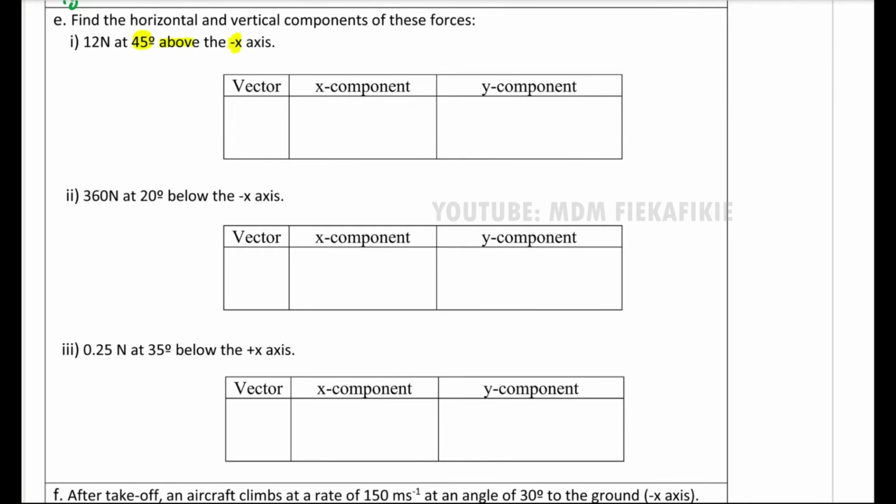So kita nak lukis. Okay, kita tahu ini adalah y component, ini adalah x component. Jadi di sebelah kanan kita mestilah positive x-axis, di sebelah kiri kita mestilah negative x-axis. So kalau kita lukis, this is the tail of the arrow. So 45 degree somewhere here lah. Okay, so kita ada force kat sini. Okay, jadi kalau kita resolve, angle dia kita lukislah kat sini. Angle dia adalah 45 degree, right? Above negative x-axis.